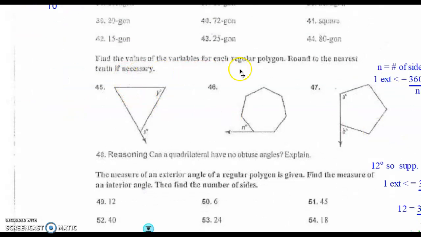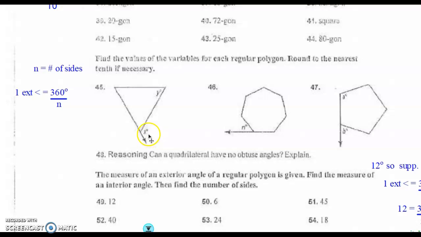When we get to the next section, it says, find the values. So you're just going to find out what x and y is. Remember, you want to count the number of sides of each of these figures, and then use this formula. And don't forget, if this is the exterior, then this guy right in here, I'll draw it for you, this guy would be the interior angle, which is supplementary. There you go.